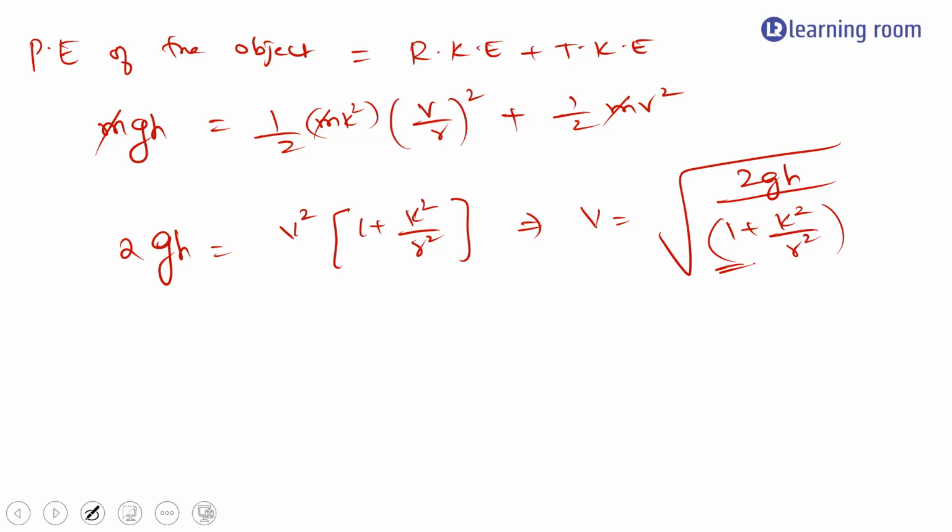This particular derivation is given in your textbook at the very end. It's very, very, very important. Mark it as important. If at all they are asking any derivation from this chapter, this will be one of them. So v is equal to root 2gh divided by 1 plus k square divided by R square.